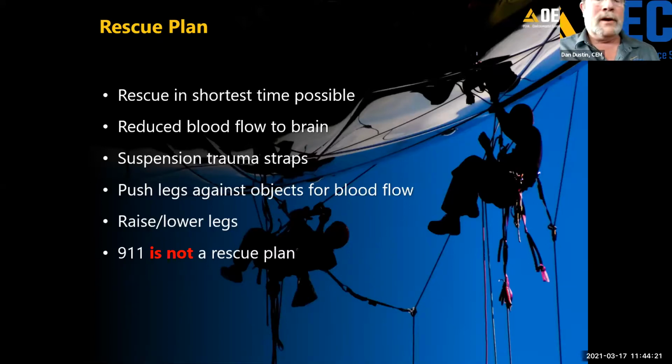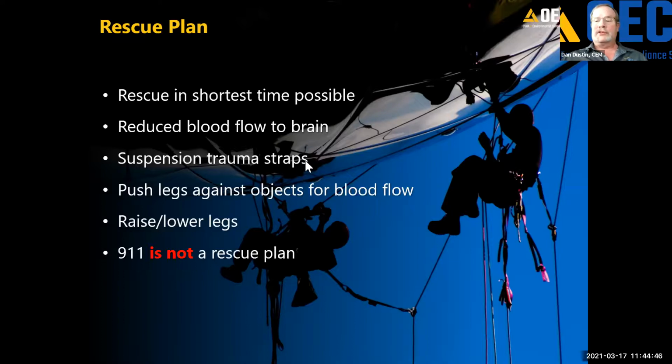Rescue plan. A rescue plan has got to be in place before anybody is put into a position where they could fall. What we're looking at is rescue in the shortest time possible. Ideally, we'd like to see it immediately. The issue, of course, is when I am sitting in that harness and I've got the pressure from the leg straps on the femoral arteries in my groin, I am reducing the blood flow back to the brain because it pools in your lower extremities.